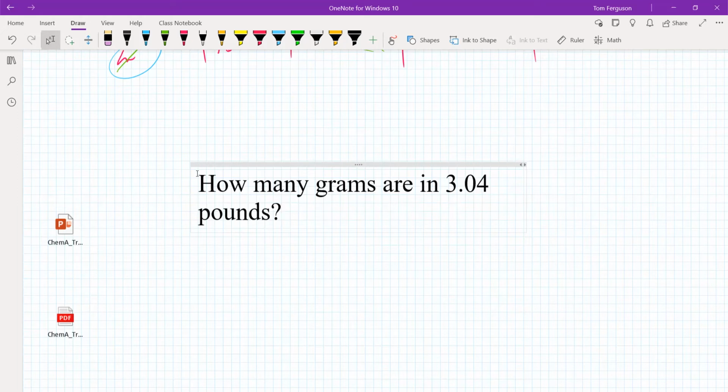Okay, how many grams are in 3.04 pounds? Okay, so what's given? Look for the number. There's only one number there. That's 3.04. That's the given. And then the associated units with that given. So we're talking with pounds, and I'm going to use parentheses first. I'm also going to use railroad tracks. I want you to get used to looking at both of them.